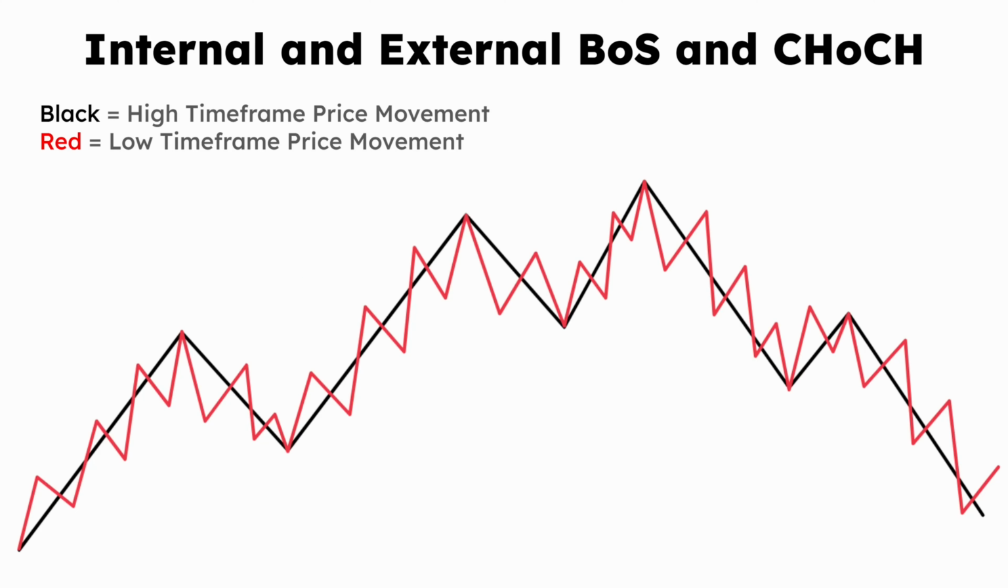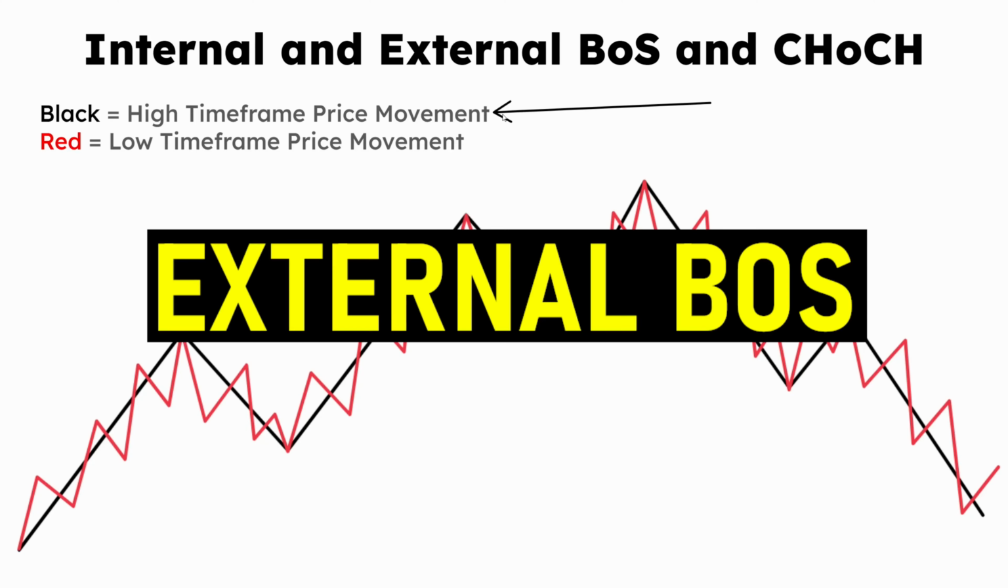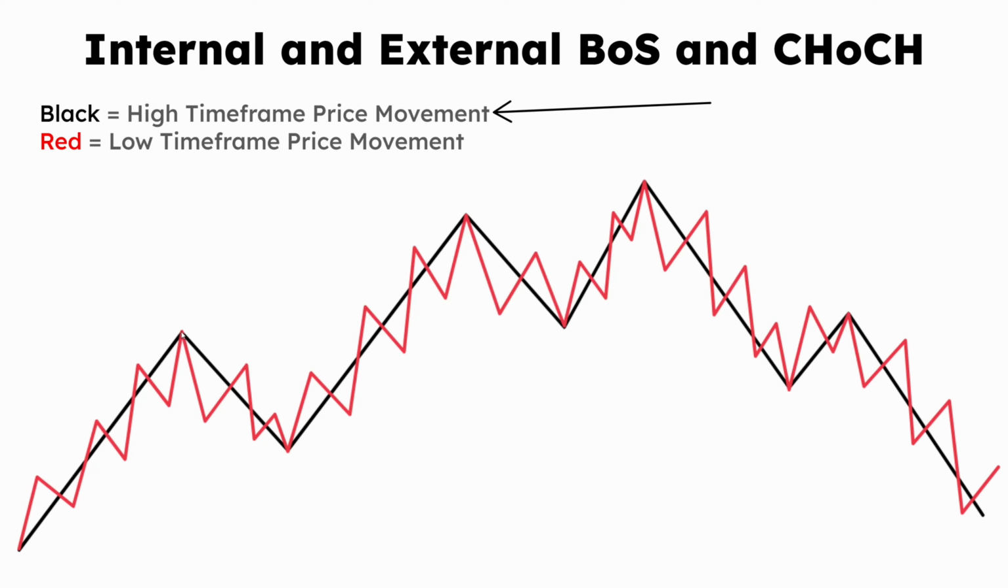And what's important to understand here is that change of character and break of structures are fractal, meaning that they appear on all time frames. And the break of structures and change of characters that happen on the high time frame, we usually call external break of structures. So for example, right here, you can see that we have a break of structure because the price breaks to a higher high. And since this happens on the high time frame, we can write E for external and then break of structure.